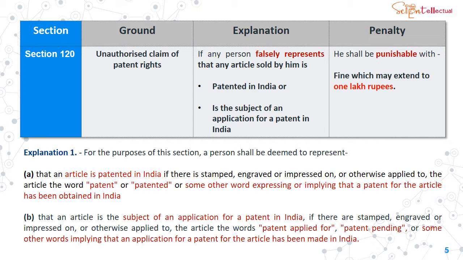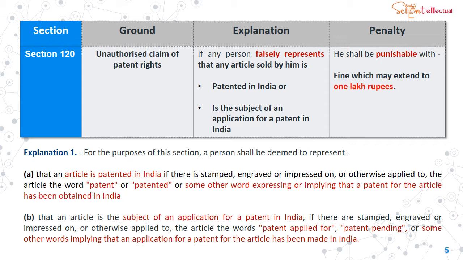Now, for the purpose of this Act, a person shall be considered to represent that an article is patented in India if the word patent or patented, or some other word expressing or implying that a patent for the article has been obtained in India, is stamped, engraved, or impressed on, or otherwise applied to, the article. That is, the patent application is submitted, not yet granted, so it is not right. It should be properly patented. Only a word that it is patented or it is a patent is not sufficient.